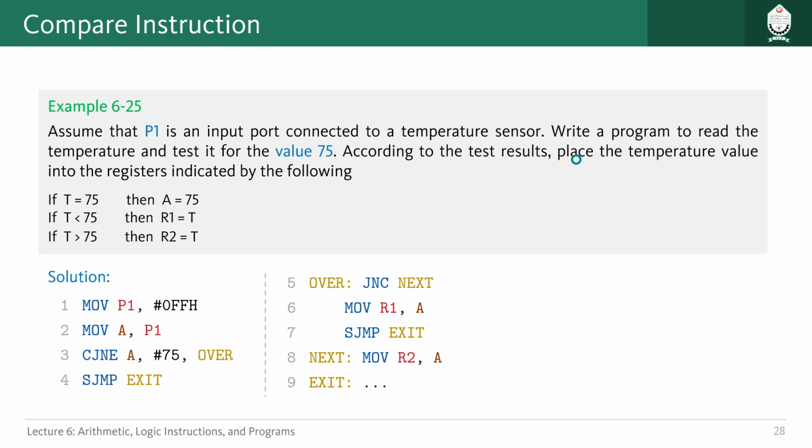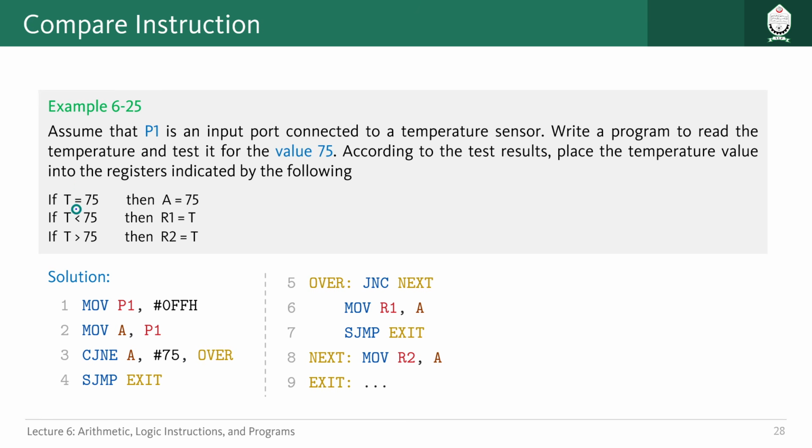Write a program to read the temperature and test it for the value 75. So we have to check data from port 1, which is connected to a temperature sensor, and each time we have to check that value with 75, whether it is equal to 75 or not. According to the test result, place the temperature value into the registers indicated by the following.